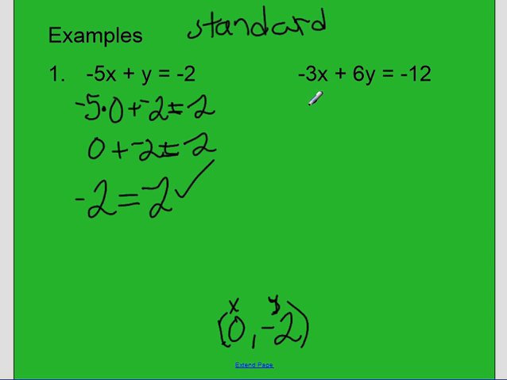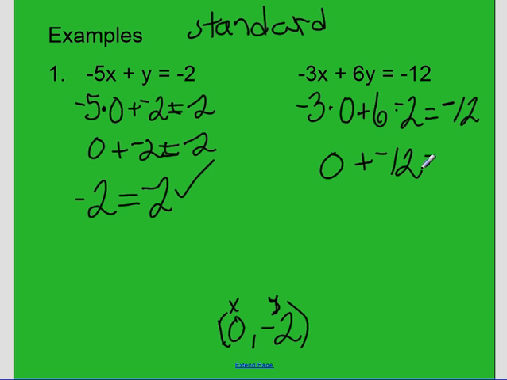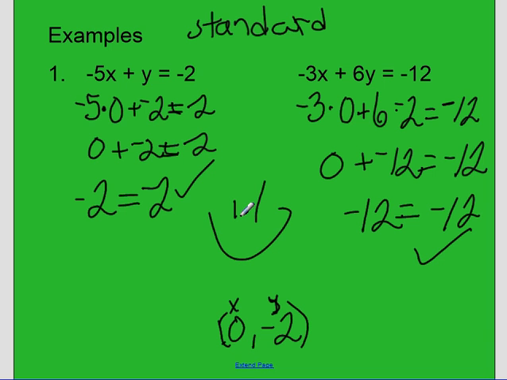Plug 0 and negative 2 in. I have negative 3 times x, which is 0, plus 6 times y, which is negative 2, equals negative 12. Negative 3 times 0 is 0. 6 times negative 2 is negative 12. Should equal negative 12. 0 plus negative 12 is negative 12. I've said that number a lot today. So that makes us happy. Both of our equations check, so we are happy we have solved the problem.